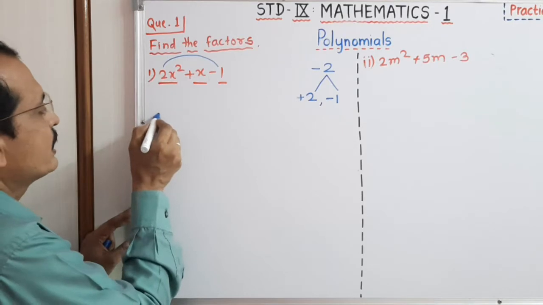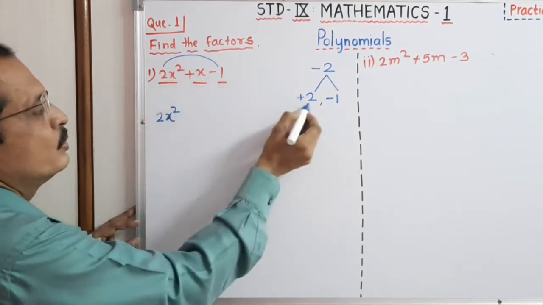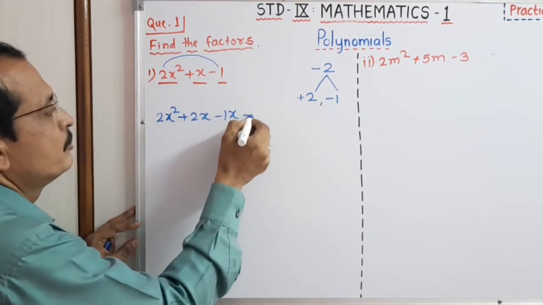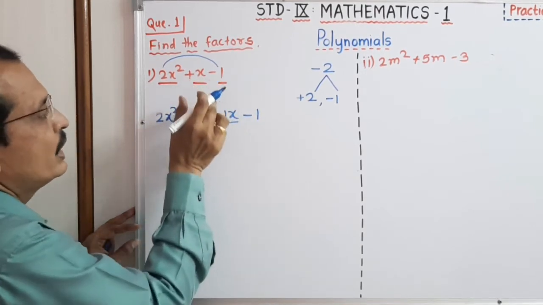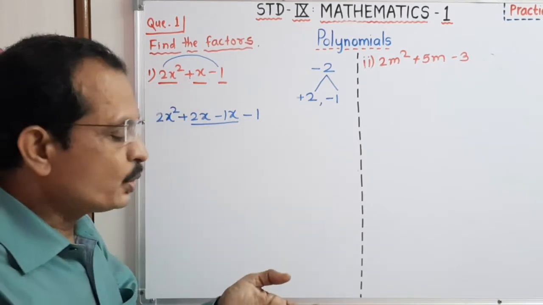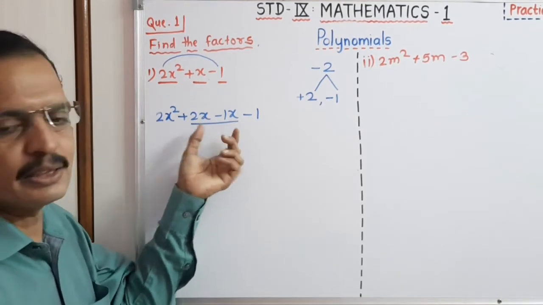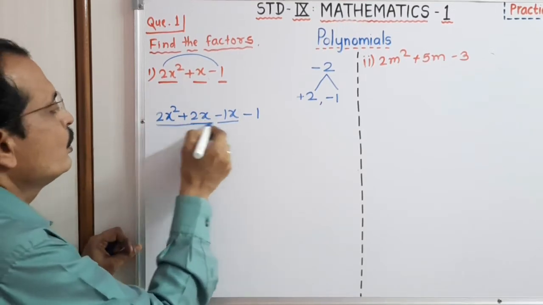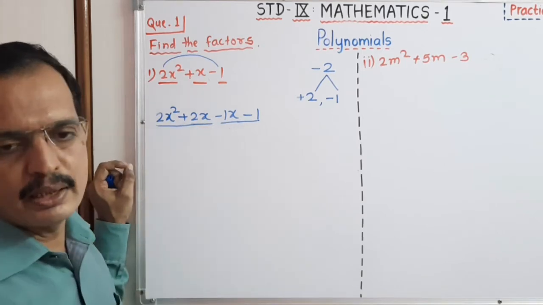Now see here, we write 2x square. Now instead of this plus x, we have to write 2x minus 1x, then minus 1. That means this x we write in a splitting form. That means this x we make into two terms. One is 2x and another is minus 1x. 2x minus 1x will be x. Therefore we got here 2 terms. One is 2x and another is minus 1x.